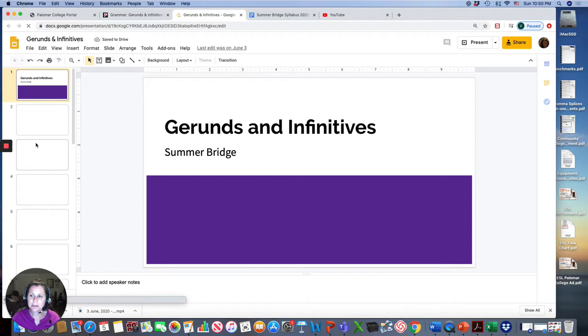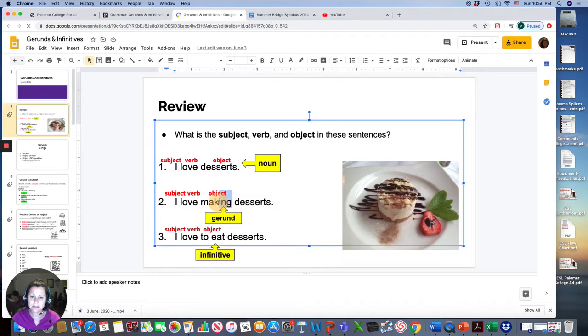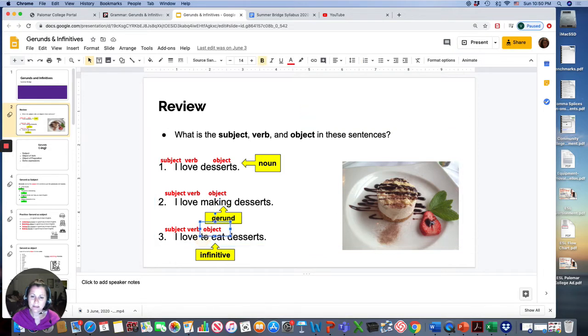So a gerund is basically an -ing, like I love making desserts. A gerund is kind of like a verb, but also it acts like a noun. Sometimes it goes after verbs, or it can be a subject in a sentence. So a gerund is -ing. An infinitive is to and the base verb, like I love to eat desserts. This right here is the infinitive.